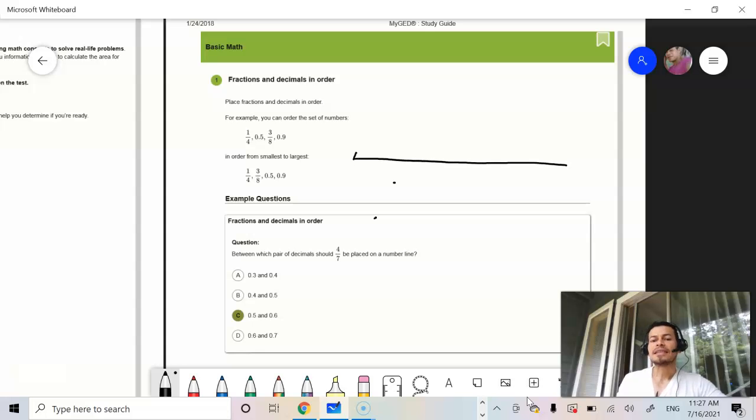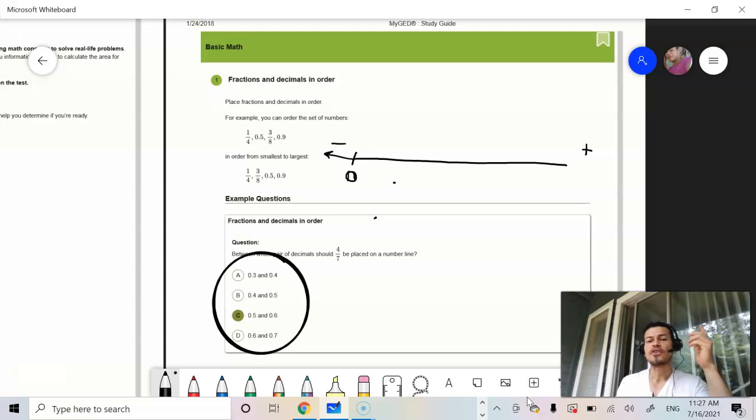line, okay? It starts at 0, and you know that on this side you have the negative numbers, and on this side, on the right side, you have the positive numbers. All of the options that I have here are positive, so I'm going to concentrate just on the positive side of the number line, which is the side on the right of 0, okay? So now they are giving me 4/7. 4/7 is the same as if you divide 4 by 7, okay?